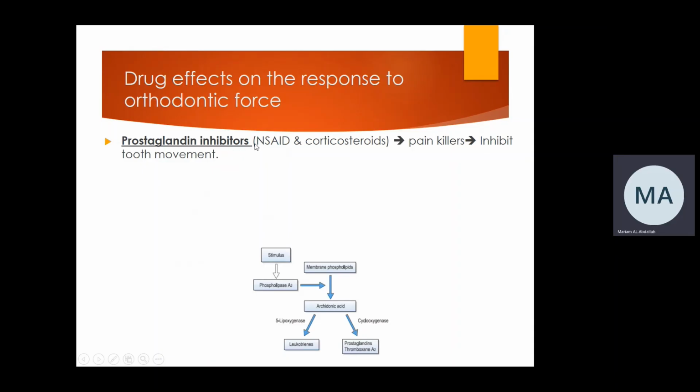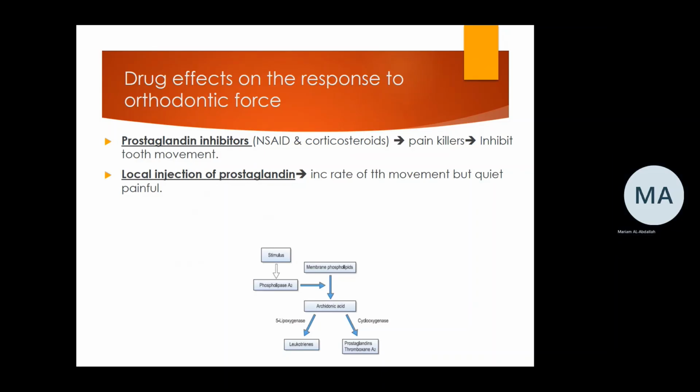Prostaglandin inhibitors, like the non-steroidal anti-inflammatory drugs and the corticosteroids that are used as painkillers, might inhibit tooth movement because of this theory here, the pressure tension theory. On the other hand, if you inject prostaglandin locally, in theory, this should increase the rate of tooth movement. But actually, this is a painful process, and the efficiency was not proved scientifically, and it's not commonly used.